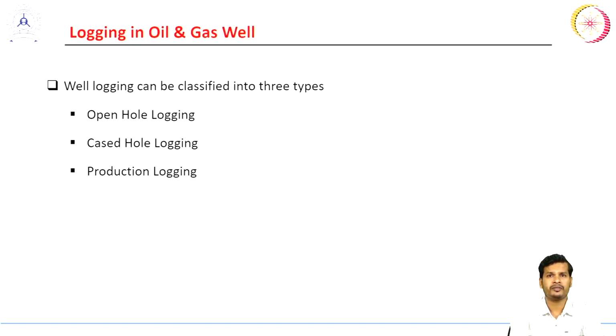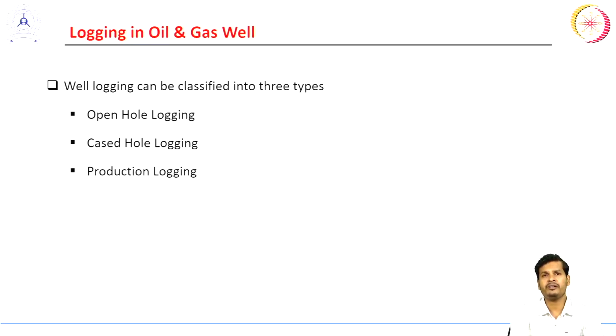Typically, wireline logging can be classified into three types. One is open hole logging, second is cased hole logging, and third is production logging. In open hole logging, we take data to characterize the formation in open hole condition. That means the well has not been cased yet. That means the records are taken just after the drilling operation.